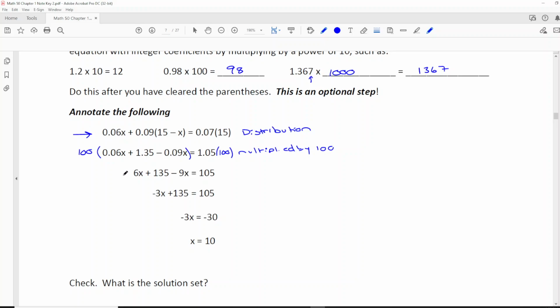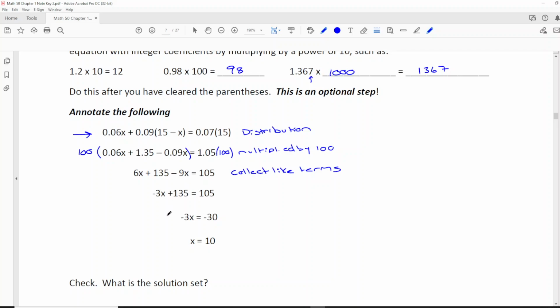And so now I'm left with this beautiful linear equation that doesn't have decimals that I can do without a calculator. Whereas this one up here, I might have needed a calculator. So if I look at this one, what happened next? Well, it looks like they collected like terms. Collect like terms. So you end up with 6x minus 9x is negative 3x.